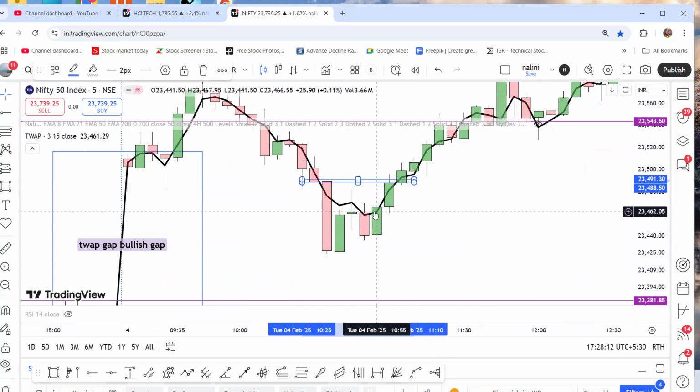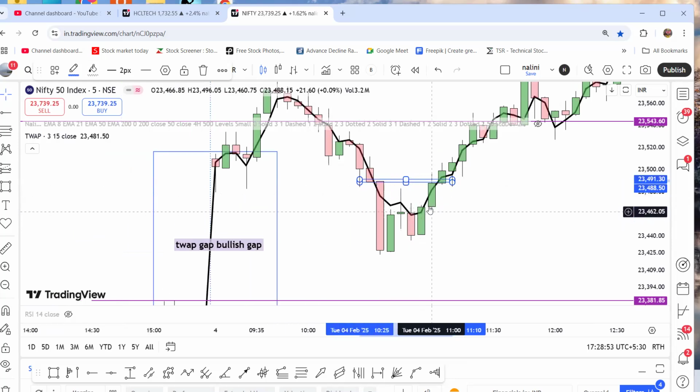When price started climbing above this TWAP, if you place the cursor on the TWAP, you are getting 23,459. If I move, you are getting 23,461, and the price has closed above the average, the TWAP, time weighted average. So it is the beginning of the bullish reversal. You could have entered into the market.